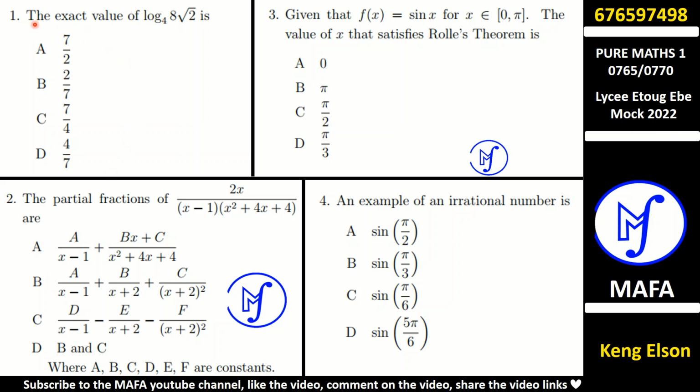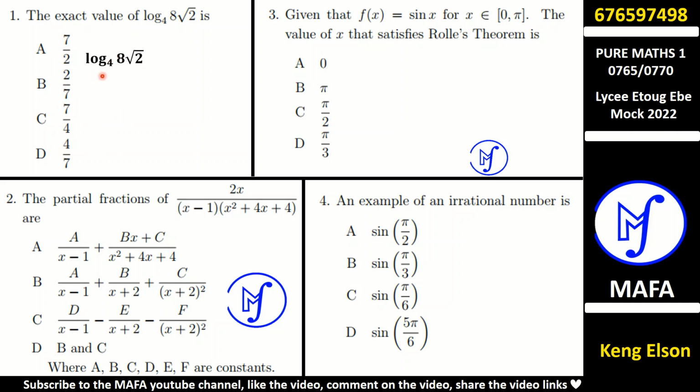Alright, so question 1 reads, the exact value of logarithm to the base 4 of 8 root 2 is. So logarithm to the base 4 of 8 root 2, we are going to use the properties of logarithm. We are going to use the identity for what this logarithm means, and then we try to verify if our final response is going to be in the options.